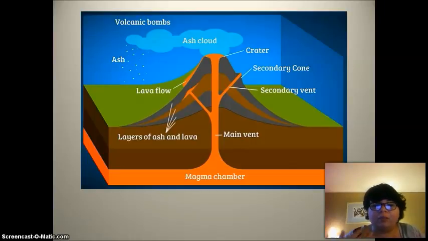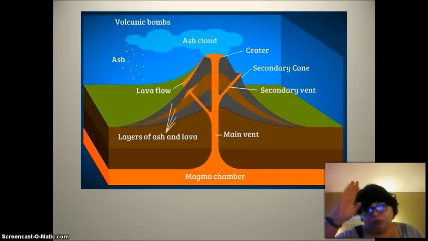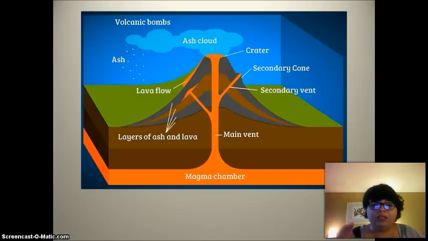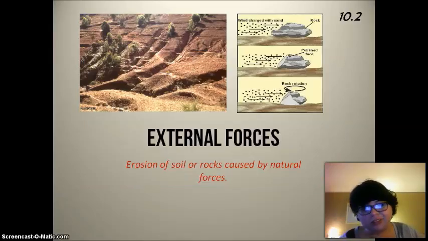It gets to the top by putting itself through a lot of pressure, and it goes through the main vent, and then you have the secondary vents, the secondary cones, and the crater, where when it erupts you get an ash cloud, ash itself, and then you get the flow. Not like the music, but then you get the flow.